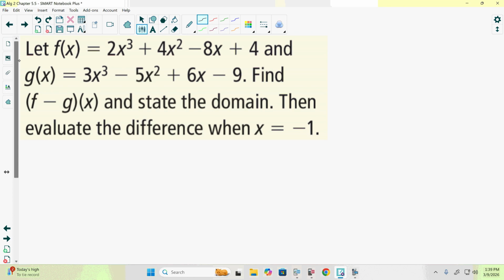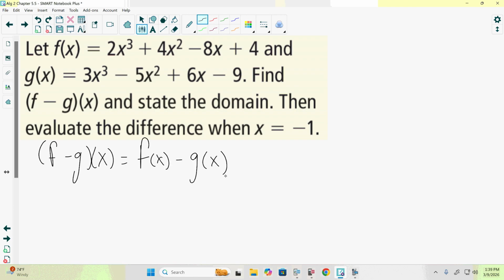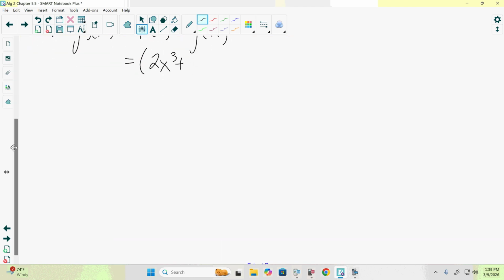Did we not finish? Where did we get to? Sounds good. We'll finish that up first. So F of X, F minus G of X. We'll finish this one first. All right.